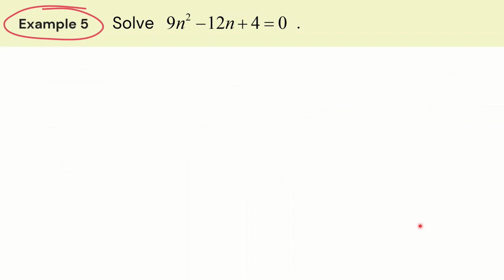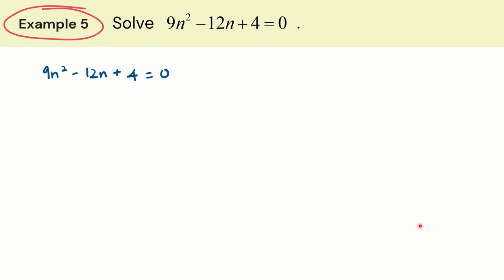Next, we look at example 5. This is 9n² - 12n + 4 = 0. Since we have already gone through 4 examples, you may wish to take a pause over here to try this question yourself and see whether you are able to get the answer or not. So now let's take a look at how to solve this equation.